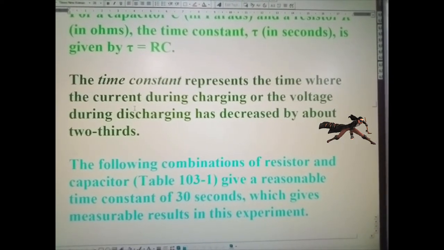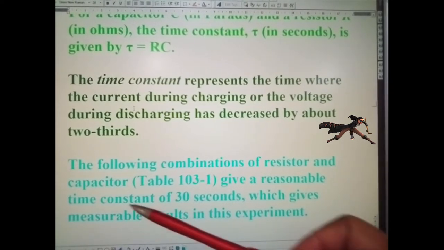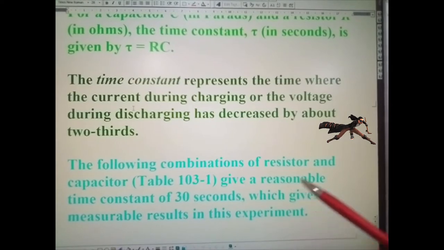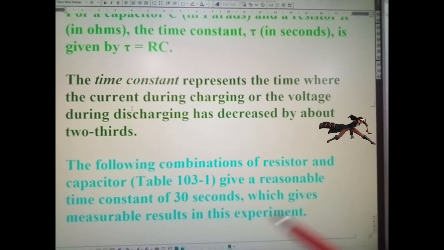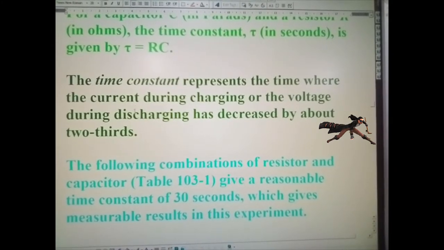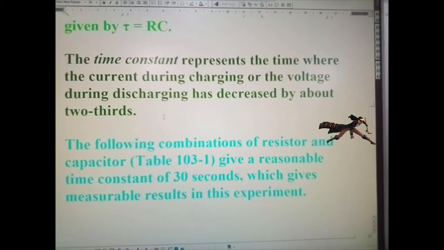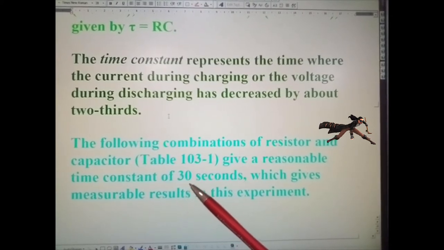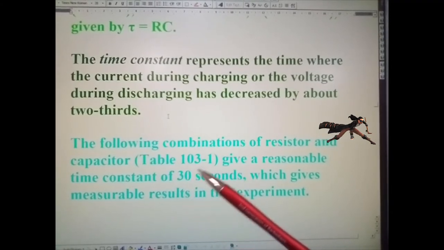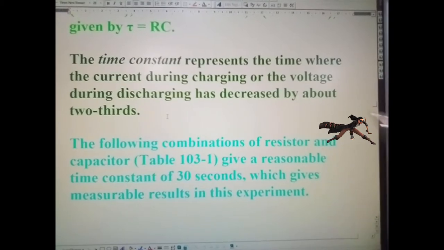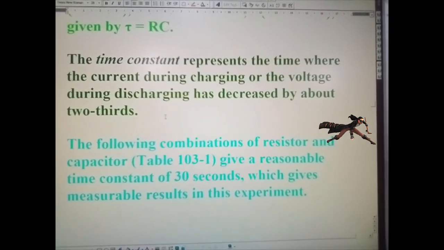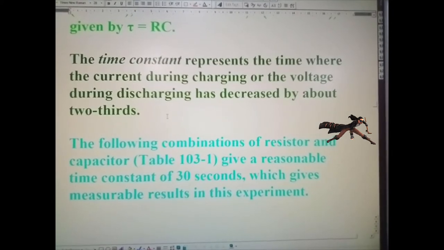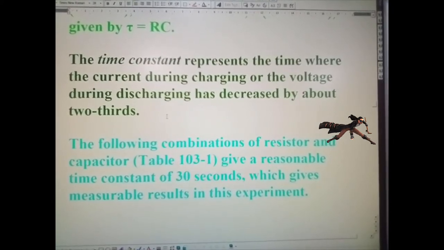Now, the following combination of resistors and capacitor, table 103-1, gives a reasonable time constant of 30 seconds, which gives measurable results in this experiment. Okay. Now, remember that although we're just looking at information in regards to an experiment, with the time constant of 30 seconds, we may need a capacitor to operate and discharge in a quicker time than this. Sometimes we may need to charge up in 5 seconds. So you will see that changing the resistor value will allow us to charge the capacitor faster or slower.